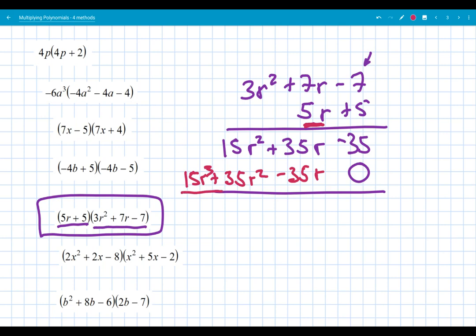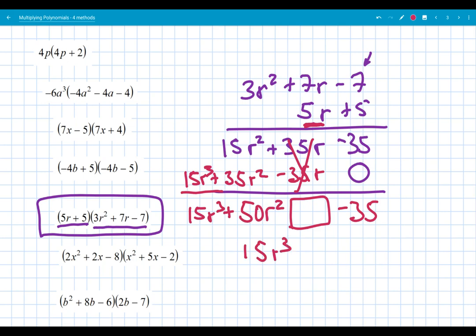Okay, add straight down. I got a negative 35. 35r, take away 35r, they cancel each other out. 15r squared plus 35r squared, that's 50r squared plus sign, and 15r cubed. This little gap here just shows that I'm missing one of the terms, which is fine. I have a trinomial. My answer will be 15r cubed plus 50r squared minus 35.